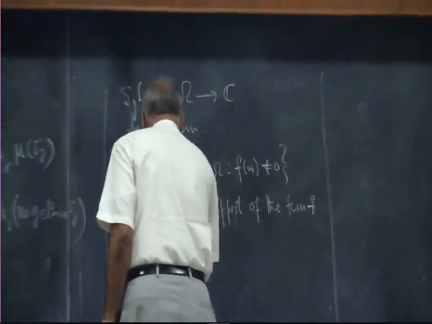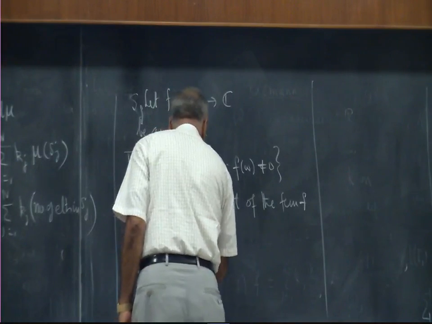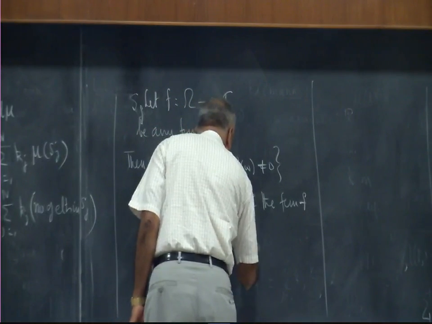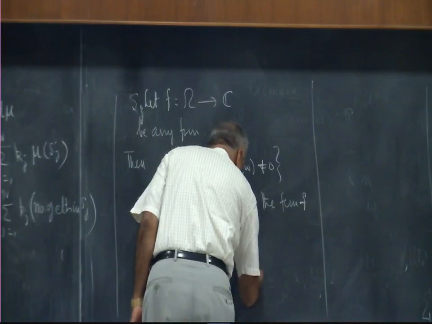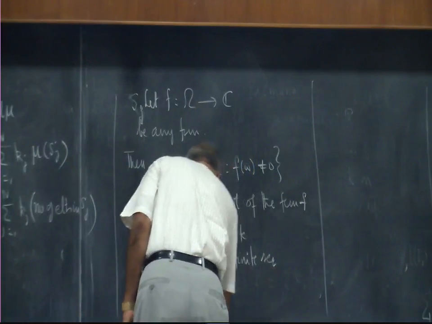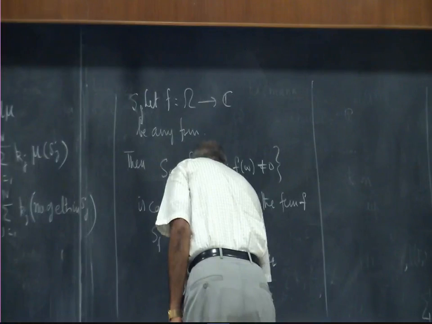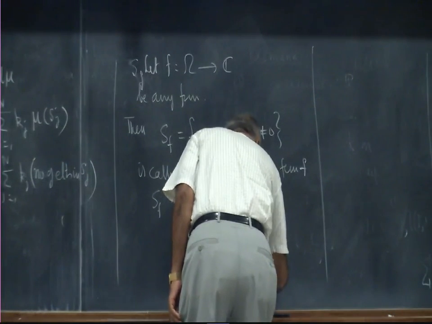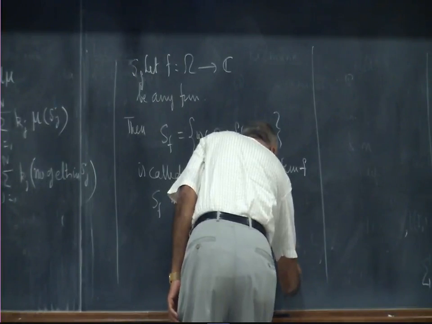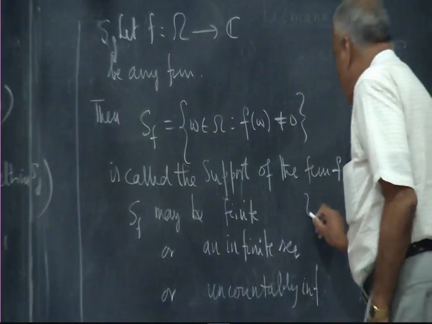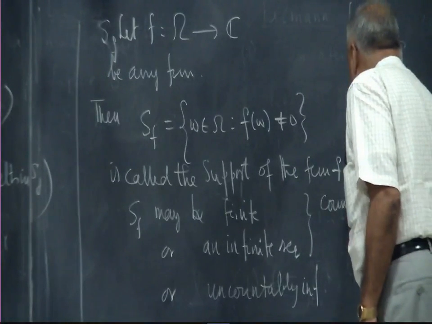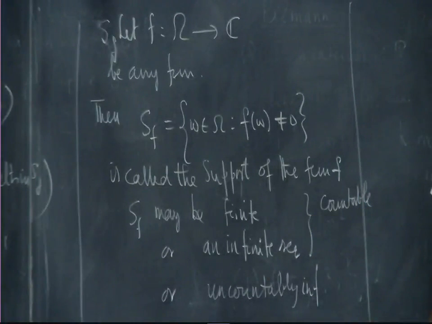So Sf may be finite, or an infinite sequence, or uncountably infinite. Now, these first two cases we will simply call the support is countable. Finite and countably infinite together will be called countable. An uncountably infinite set is uncountable.